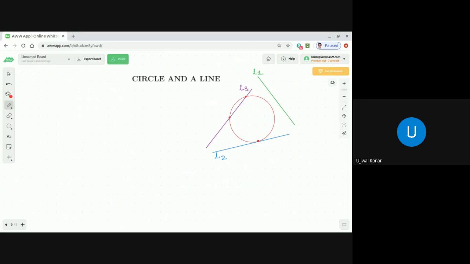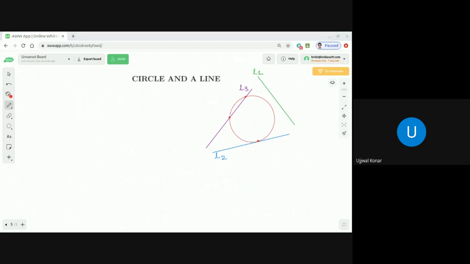Now the point is: if the equation of the circle is given to us and the equation of the straight line is given to us, how can we determine whether the straight line is not touching the circle, or it is touching the circle, or it is intersecting the circle? And that is the point of our discussion, dear students.